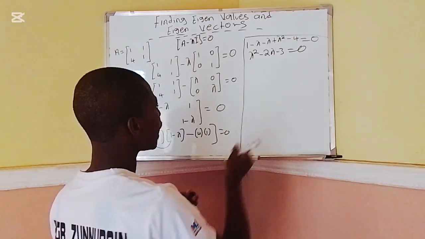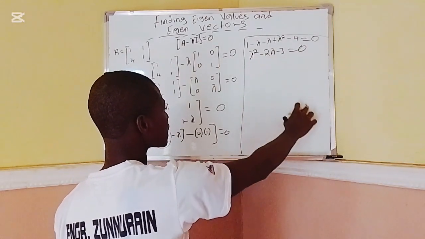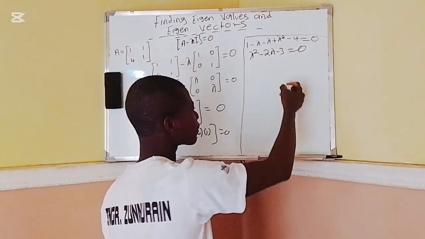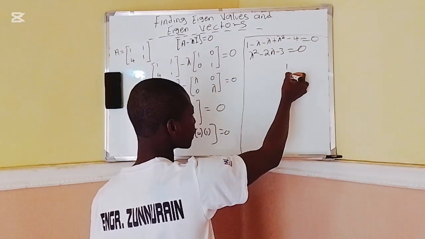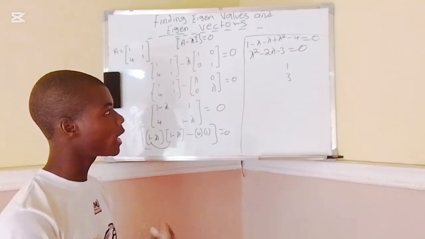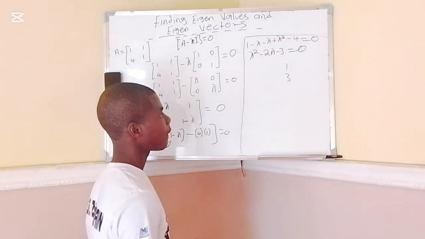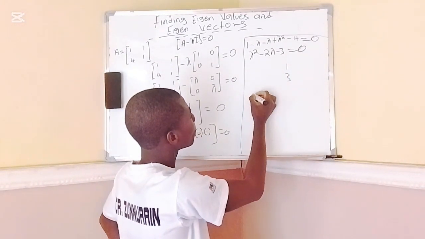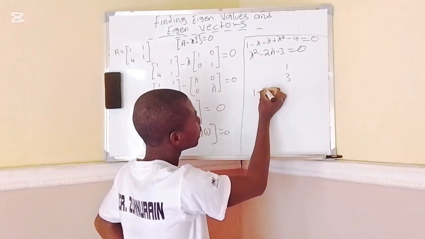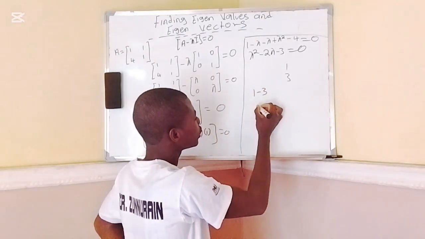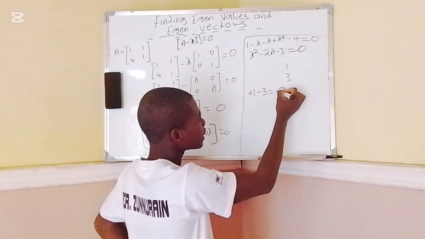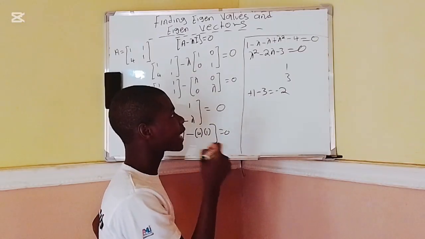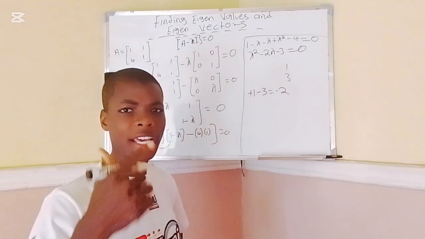So what numbers should I multiply to give me -3, and if I add them, give me -2? Let me see, what are the factors of 3? The factors of 3: 1 is there, and 3 is there. So what numbers should I use? If I say 1 minus 3, it will give me -2. Yes. And if I say plus 1 multiplied by -3, it still gives me -3.